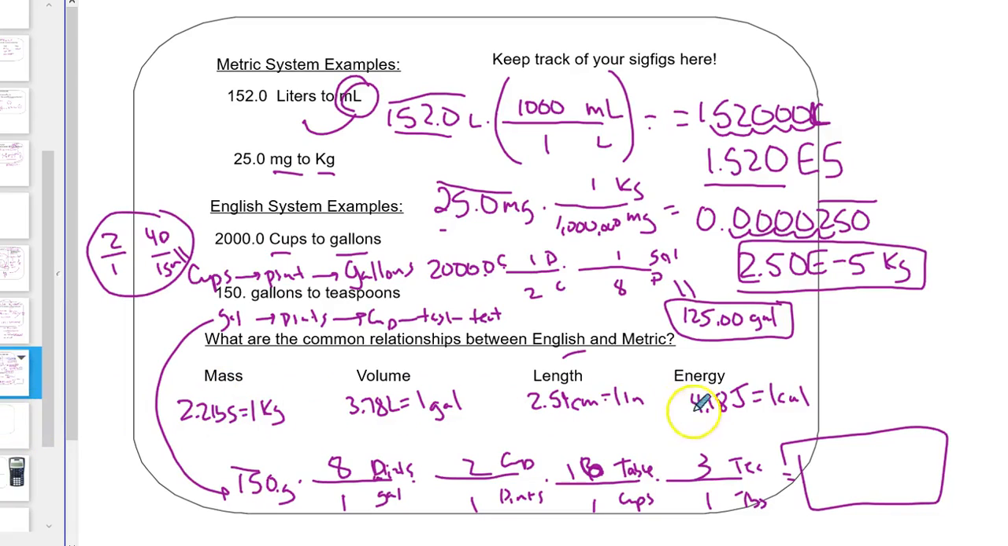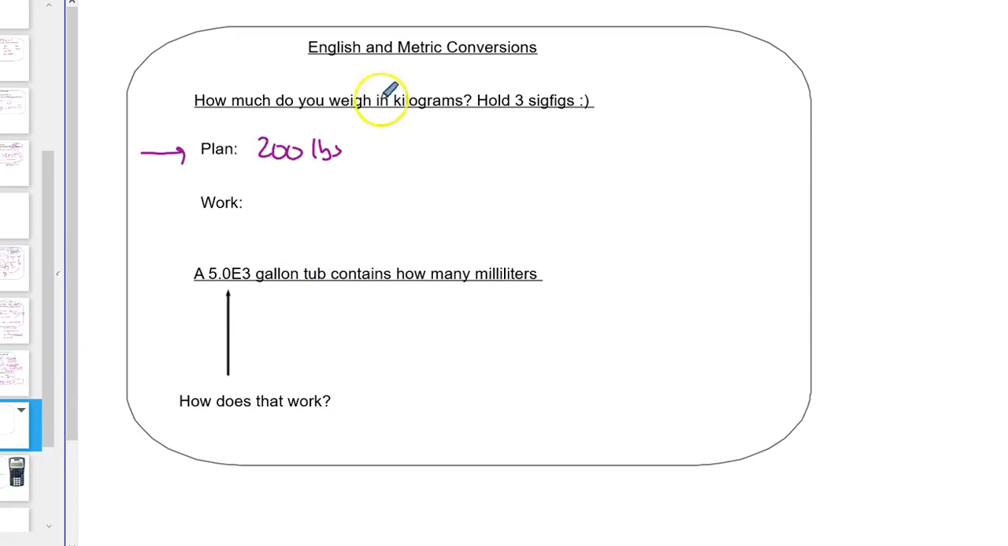This conversion here goes from mass right to kilograms. So I can use this equivalency in one step to get from where I am to where I want to go. So I'm going to go pounds right to kilograms. I have that equivalency. Here's my work. 200 pounds. Get rid of pounds and go to kilograms. 2.2 pounds equals 1 kilogram.